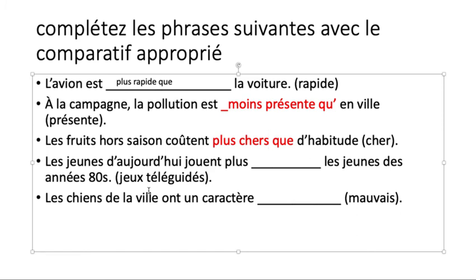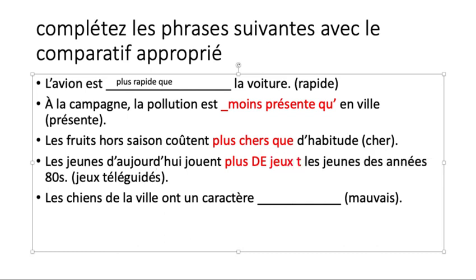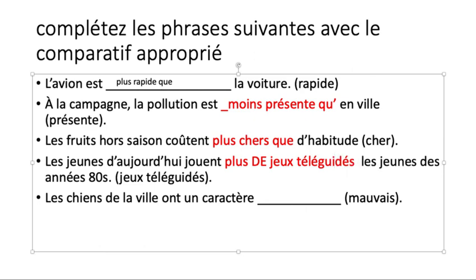Les jeunes d'aujourd'hui jouent plus les jeunes des années 80. Jeux téléguidés, so like games, right? So like video games or anything surrounding that, right? I need to take this off because I already gave you part of the answer. So they obviously play more, but because this is a noun, notice that this is not an adjective. Let's see the difference here. Joue plus. Remember, I need to add my de, right? Because it's a noun. Plus de jeux téléguidés que les jeunes des années 80.